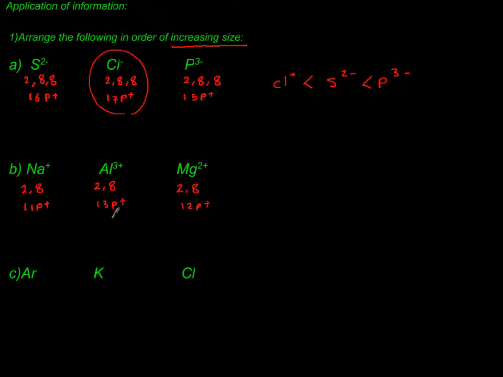So in this case, again, the smallest of all is the one with more protons compared to the number of electrons, the shells of electrons that you see.